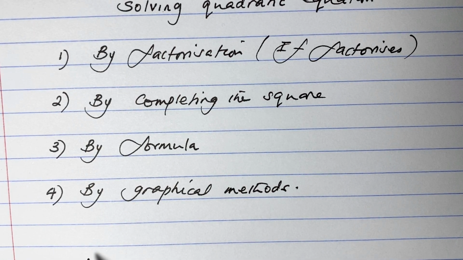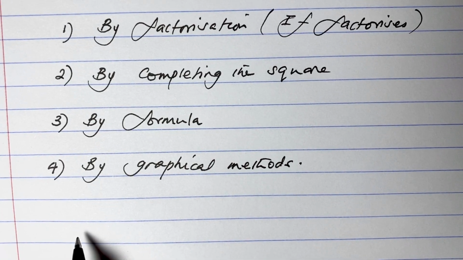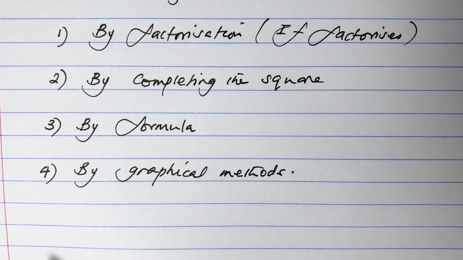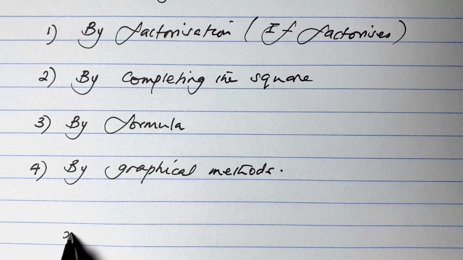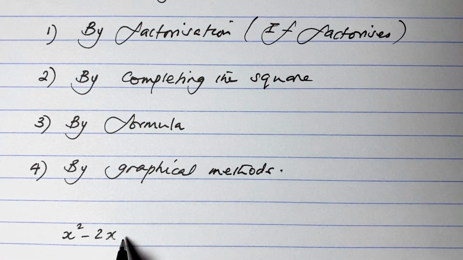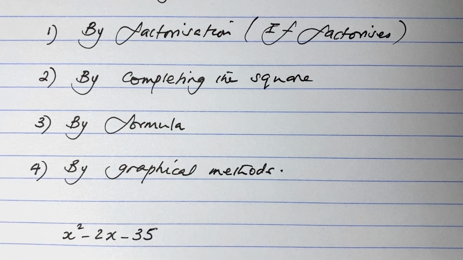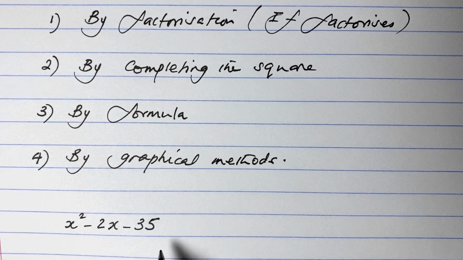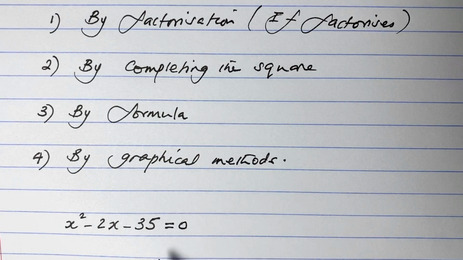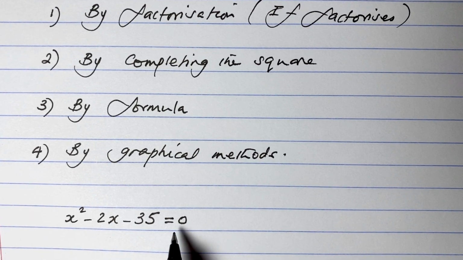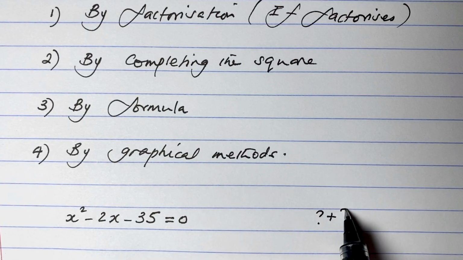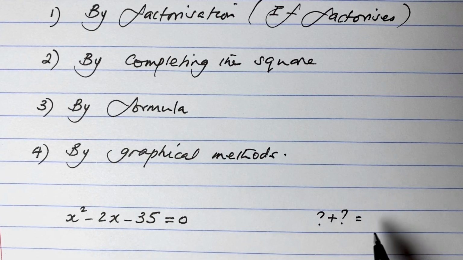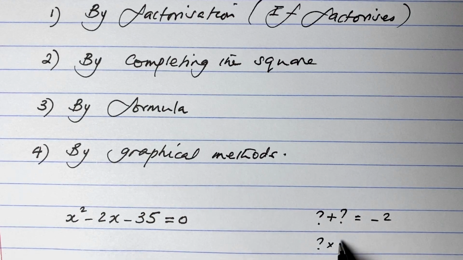We've done factorization of quadratic expressions in the past, so it should be easy for you to follow what happens next. Say we have x squared minus 2x minus 35. This is not an equation, that is an expression. When I put that equal to 0, then I have got an equation. So as before, you need to factorize. It's simple factorization. Question mark plus question mark equals minus 2, and question mark times question mark equals minus 35.